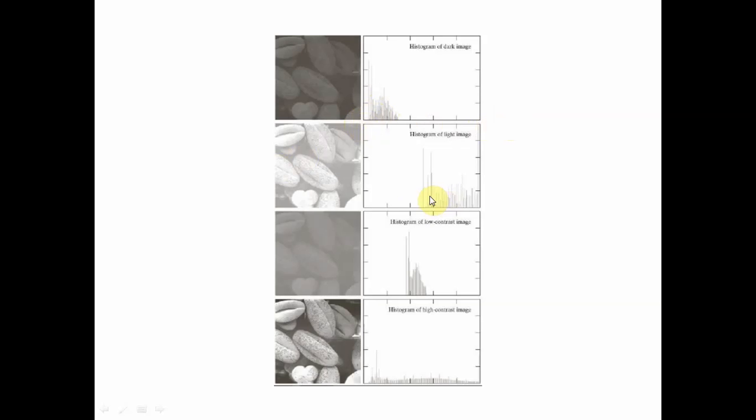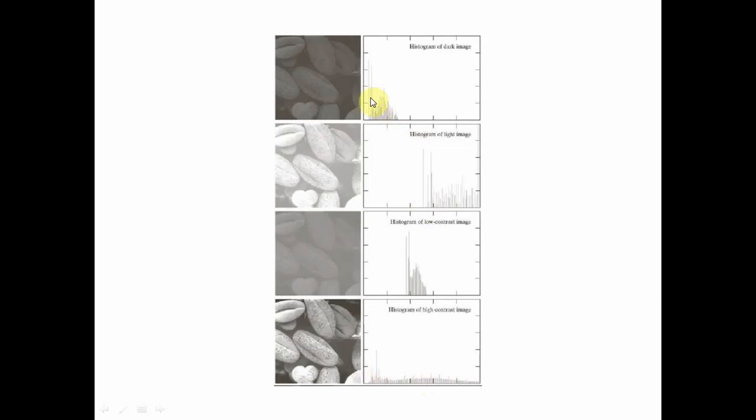And if the histogram is situated at L minus 1, then it will be a light image. If you are covering a very limited range from 0 to L minus 1, then it will be a low contrast image. And high contrast means you are covering from 0 to L minus 1, a uniformly distributed histogram, uniformly distributed gray levels, with a pixel value.